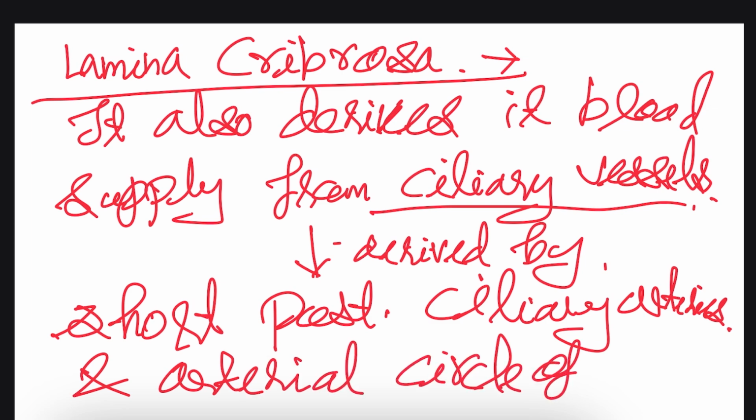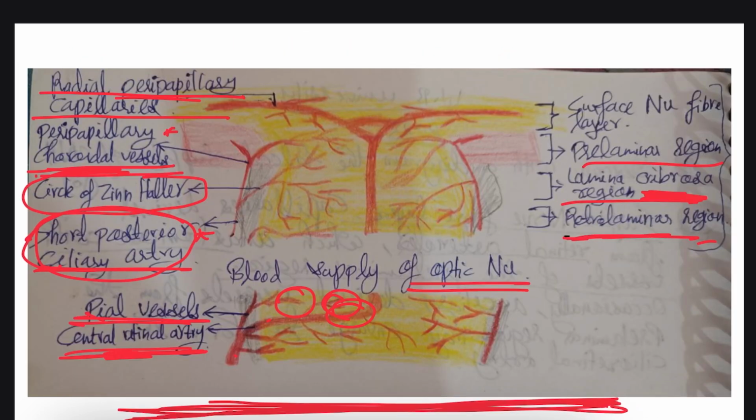circle of Zinn-Haller. So just going back to the diagram, this is the blood supply of the surface nerve fiber layer as we have discussed. Then this is the blood supply of the prelaminar layer, that is the peripapillary choroidal vessels or the short posterior ciliary artery. Then the lamina fibrosa derives the blood supply from the ciliary vessels, and these ciliary vessels are derived from the circle of Zinn-Haller and the short posterior ciliary artery.